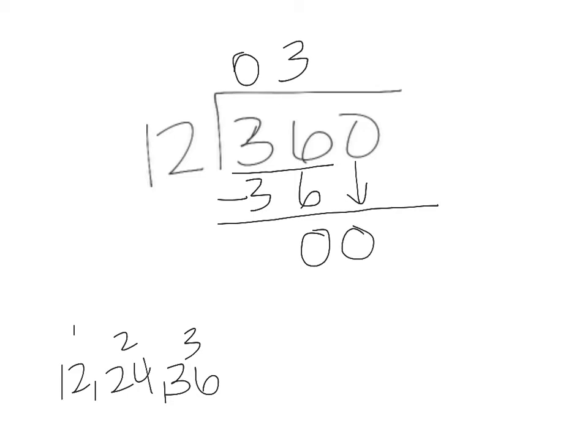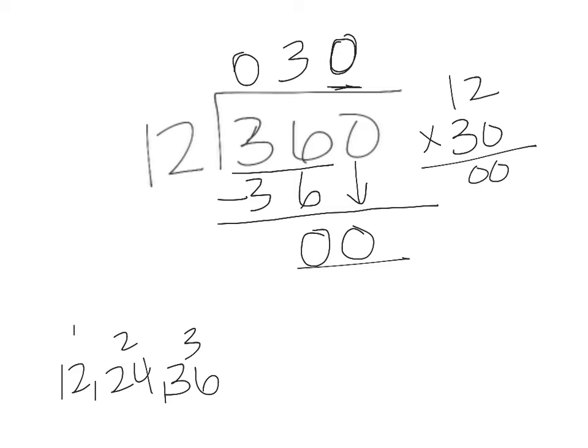If I have to pull down 2 zeros, remember, I still need a digit here. So if I have 0 left over, well, 12 goes into 0 0 times. And then I'm done. I can check my answer by multiplying. So I have zeros for the front row.